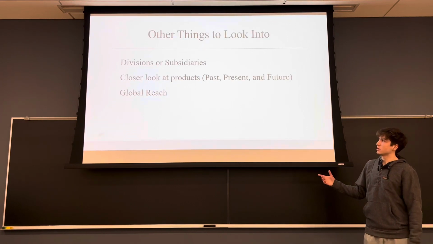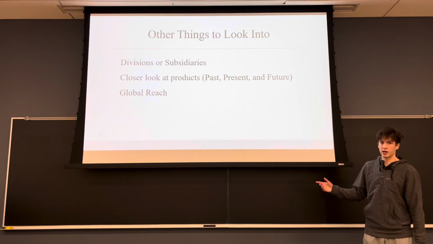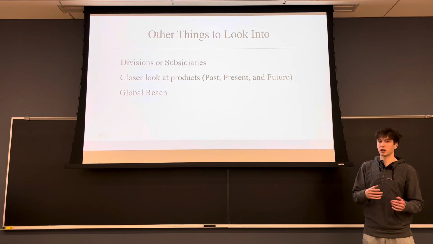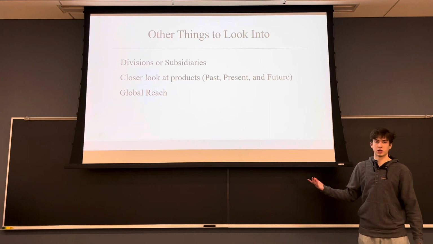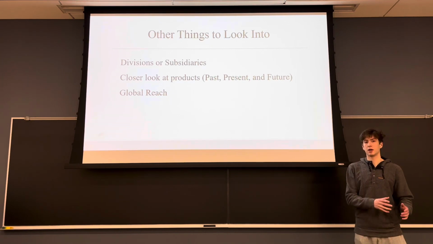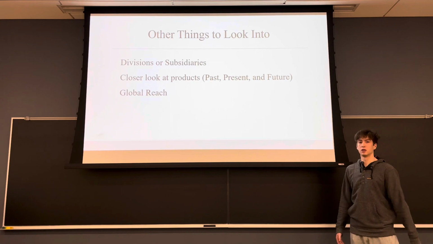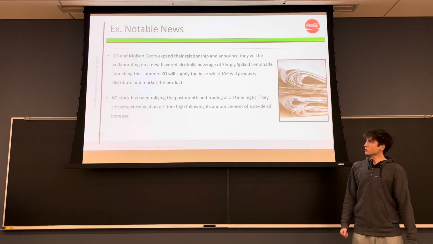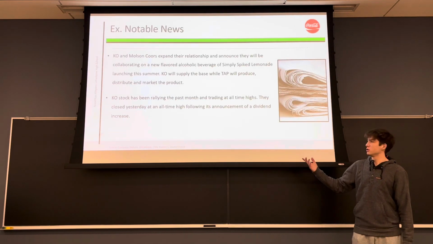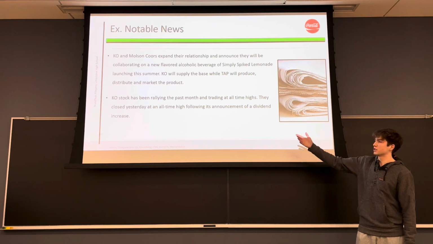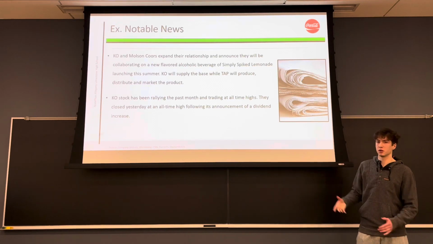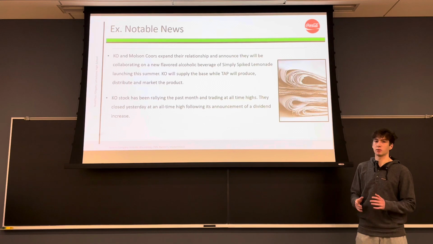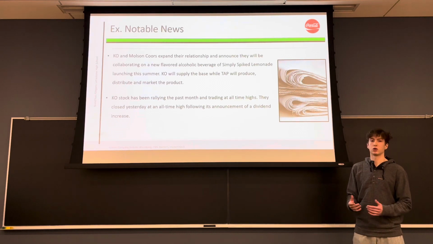Lastly, other things to look into: divisions or subsidiaries, maybe a closer look at the products it has, new products coming up or past products they got rid of, and also their global reach. Is this company just dominating America, or is it a worldwide company? This would be an example of notable news. We're not going to read all this, but you can say the stock price has been rallying the past 3 months, anything currently going on with the stock price that is going to affect it.